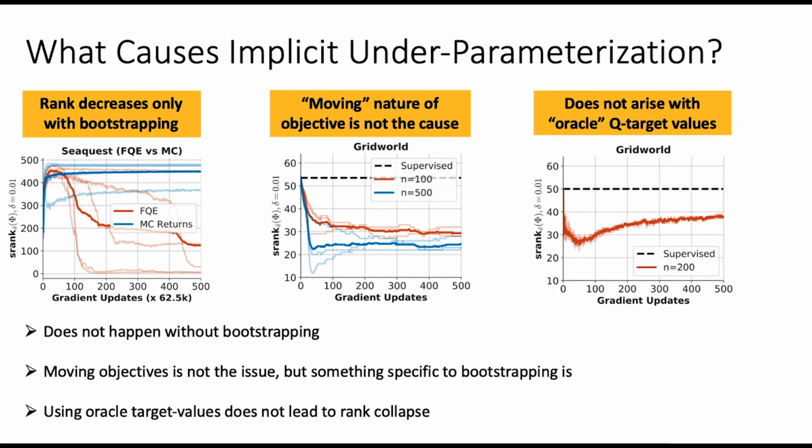So to summarize the key takeaways from this slide, we find that implicit under-parameterization, or rank collapse, does not happen without bootstrapping. And it's not just due to the fact that the objective for training the Q function is moving, like any other online learning scenario, but there's something really specific to bootstrapping that causes it. And third, when you use Oracle target Q values, it does not lead to rank collapse.